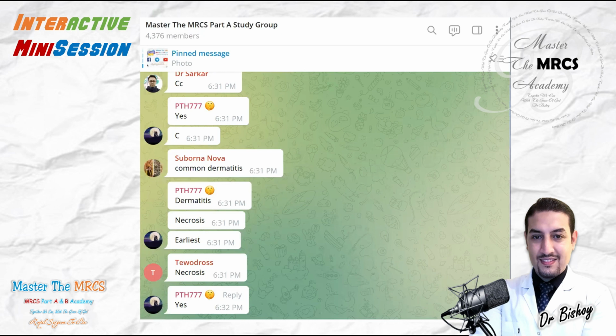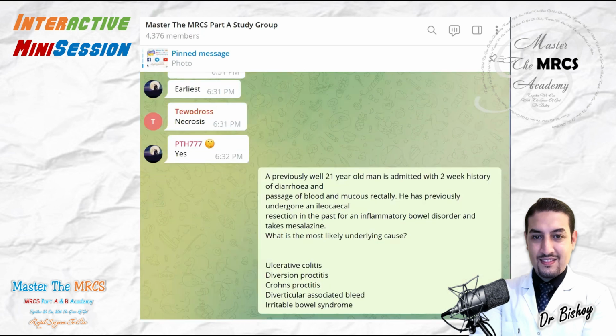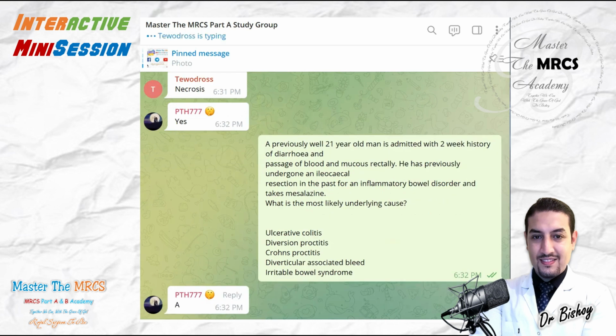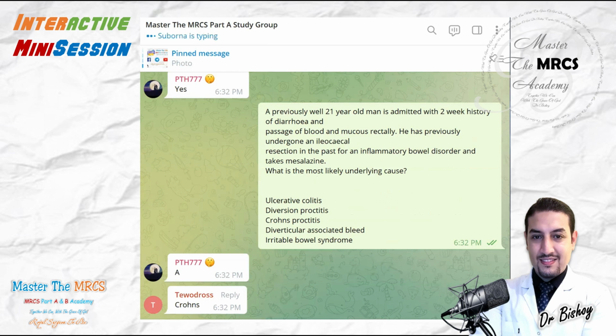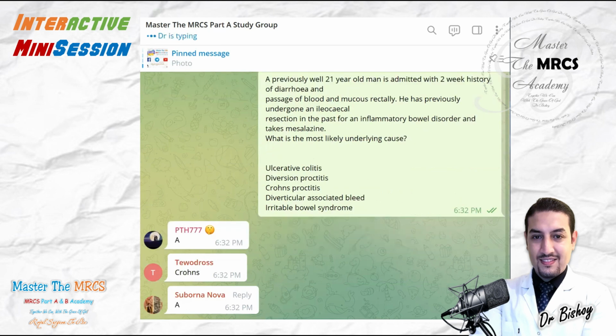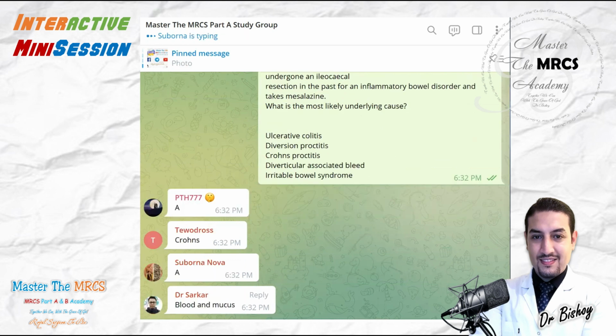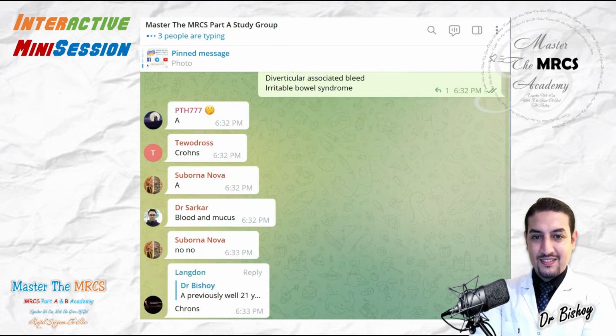If you have a 20-year-old man with diarrhea and passage of blood and mucus rectally. He has previously undergone ileocecal resection in the past for inflammatory bowel disorder. Is it ulcerative colitis? Why is it not Crohn's disease? Blood and mucus going more for ulcerative colitis. So this patient is ulcerative colitis, not Crohn's, right? Are you sure? I think so.